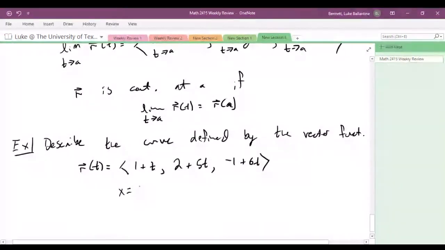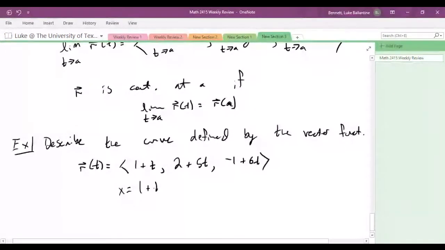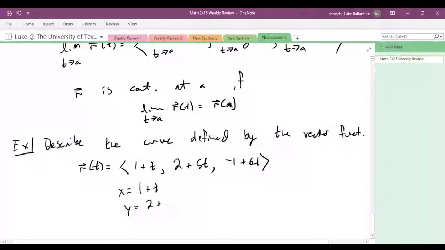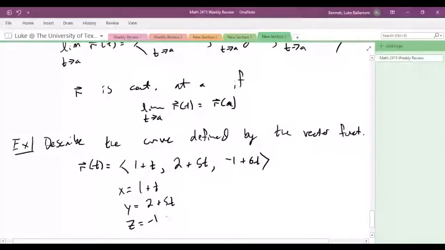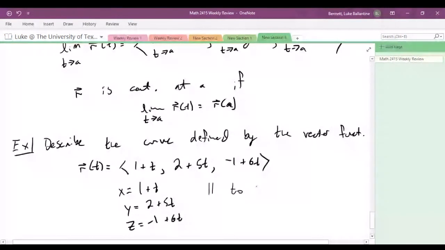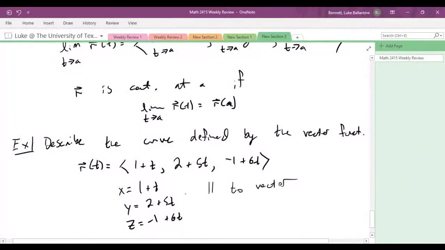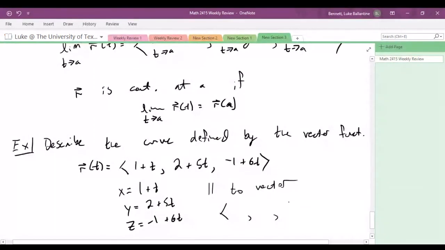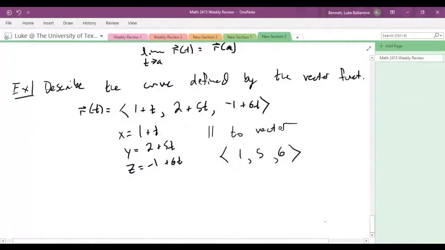Putting it in parametric form, we have x equals 1 plus t, y equals 2 plus 5t, z equals negative 1 plus 6t. So the lines we were dealing with in the previous sections were vector value functions. Now we might get some more complicated components. What vector is it parallel to? What's its slope vector? Yeah, 1, 5, 6. Perfect.